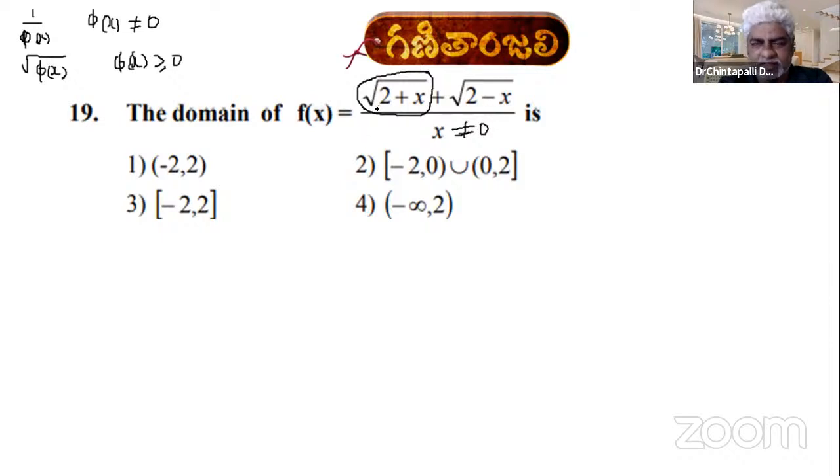Root of 2 plus x. The square root of 2 plus x is defined. The square root of 2 plus x is defined when? When it is greater than or equal to 0. That means 2 plus x is greater than or equal to 0, so x is greater than or equal to -2.